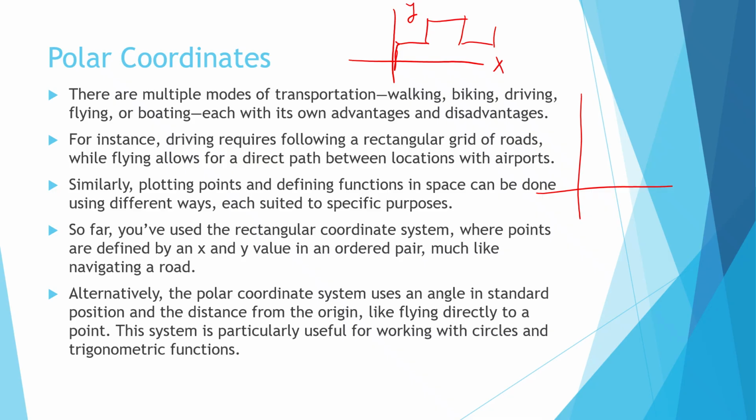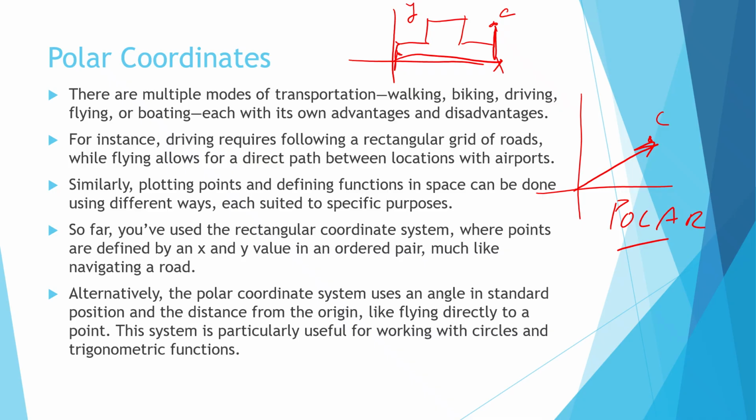And to get from point A to point B, instead of going over X and up Y, if we want to get to, we'll call this point C, you can just fly directly there instead of making your way across town on the roads. You can just fly straight there, and that's what we're going to be talking about today. And this is going to be polar coordinates in a nutshell.